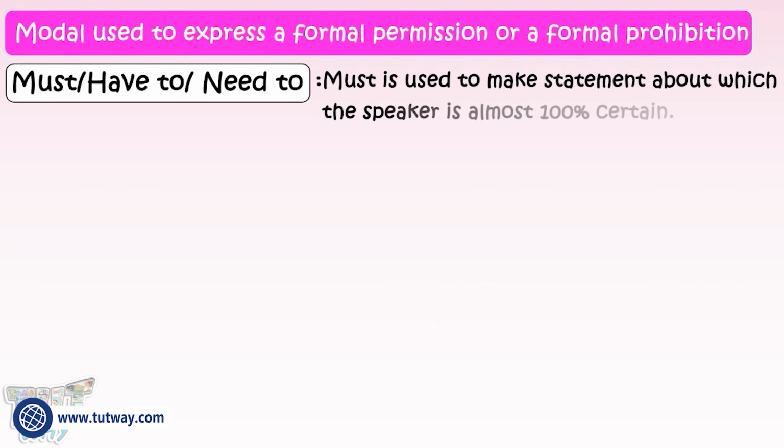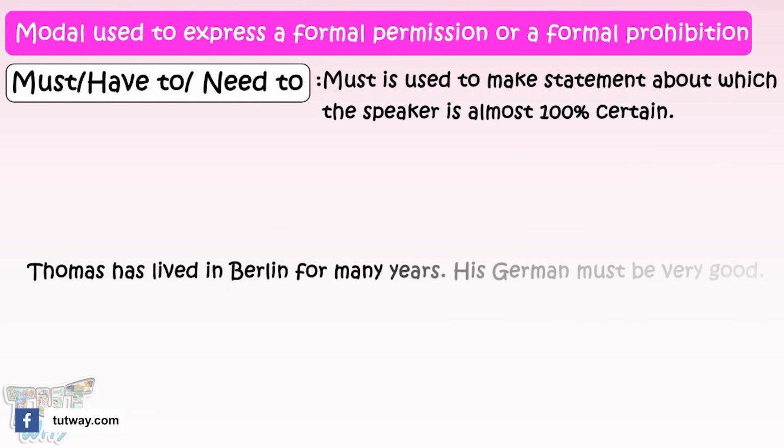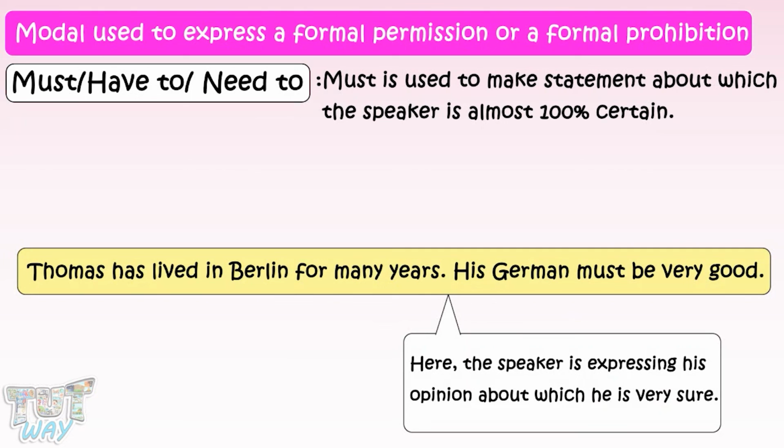Must is used to make a statement about which the speaker is almost 100% certain. For example, Thomas has lived in Berlin for many years. His German must be very good. Here, the speaker is expressing his opinion about which he is very sure.